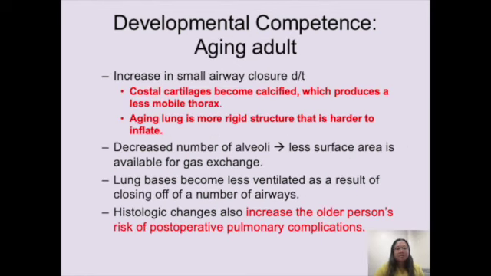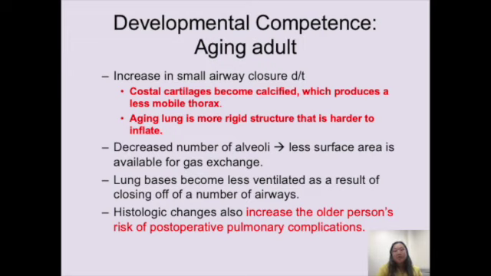With aging adults, we have to consider that there is going to be an increase in small airway closure, and this is because the costal cartilage over time, as we get old, becomes more calcified, and when things get calcified, it makes it less mobile, and because of this limited mobility, we have less oxygen exchange, less ventilation occurring. The aging lung is more rigid. The structure itself is just harder to inflate as well.